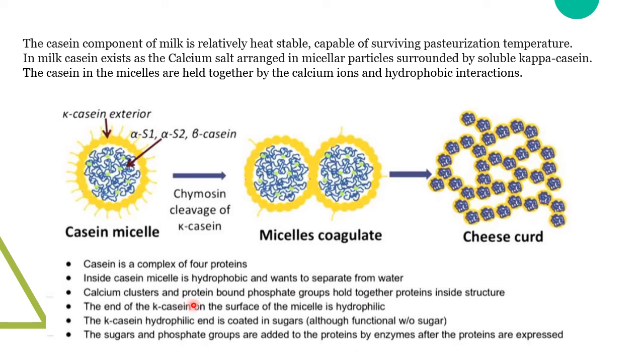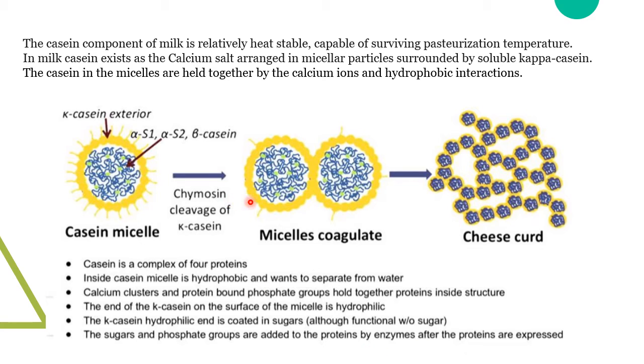So calcium clusters and protein bound phosphate groups hold together proteins inside the structure. The end of the kappa casein on the surface of the micelle is hydrophilic, so that is why you find kappa casein on the outer side. The kappa casein hydrophilic end is coated in sugar. The sugars and phosphate groups are added to the protein by enzymes after the proteins are expressed.